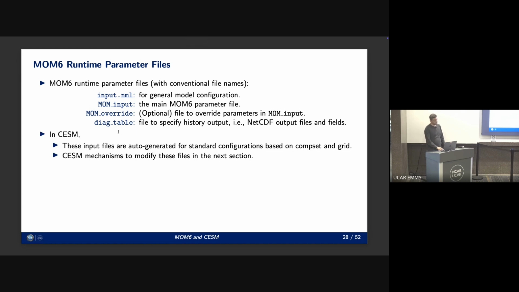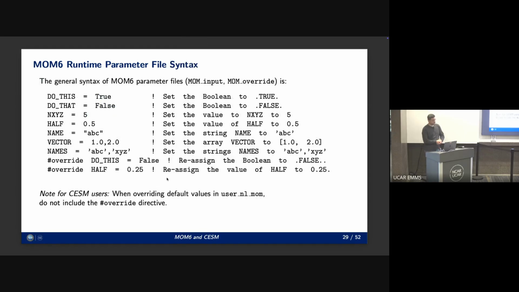In CESM, actually all four of these files are automatically generated for standard configurations based on the comp set and grid that you specify. And there are CESM mechanisms to modify these files, as I'll describe in the next section. But the general syntax of runtime MOM6 parameter files is quite simple. We have these key value pairs. Key is the parameter name, value is the value that you want to set for that particular parameter.